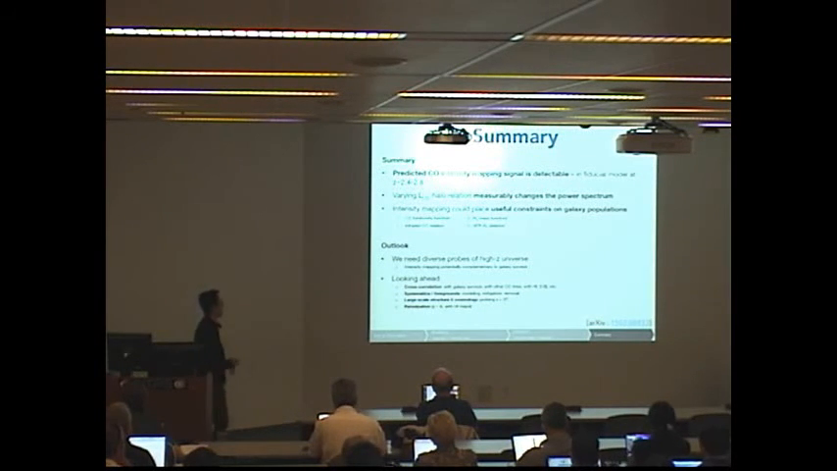And the third is that intensity mapping could potentially place useful constraints on the underlying galaxy population in a regime that's not accessible currently or difficult to access with galaxy surveys. Right? And so to sum up, we need diverse probes of the high redshift universe. The hope is that this could be one of them, and potentially a powerful one. Thank you.